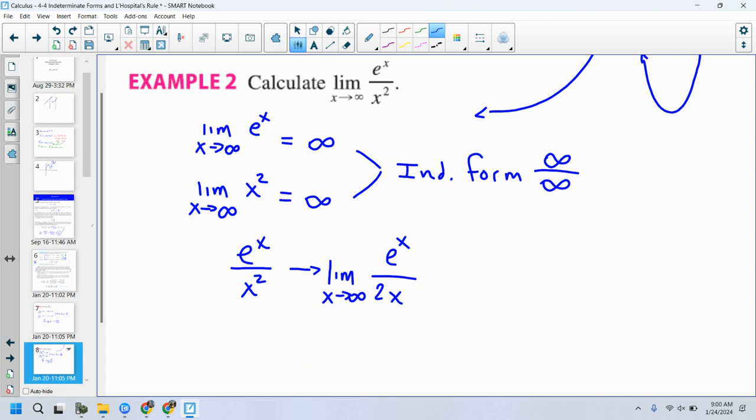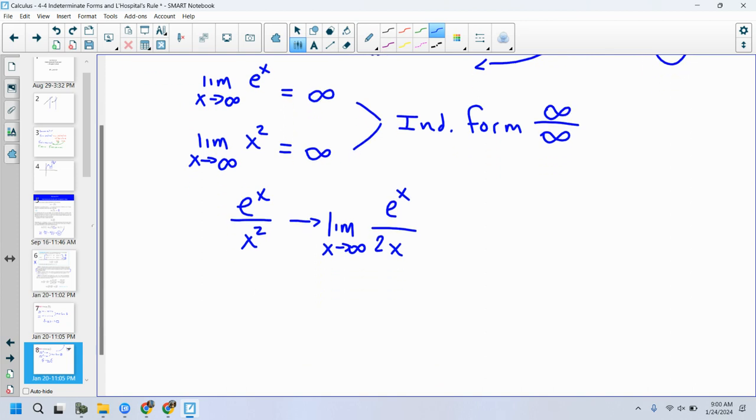When I apply the limit, take a look and see what happens. What happens to e to the x? Isn't it the exact same thing? The limit as x goes to infinity of e to the x is still infinity, right? What's the limit as x goes to infinity of 2x? Isn't that just a linear function? What's happening on the right side? It's still going to keep going up.